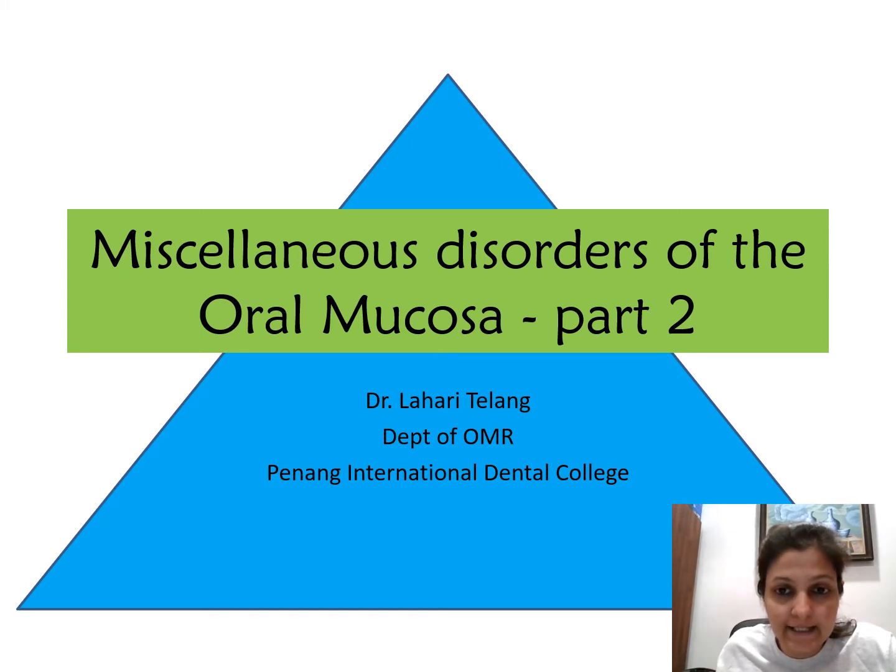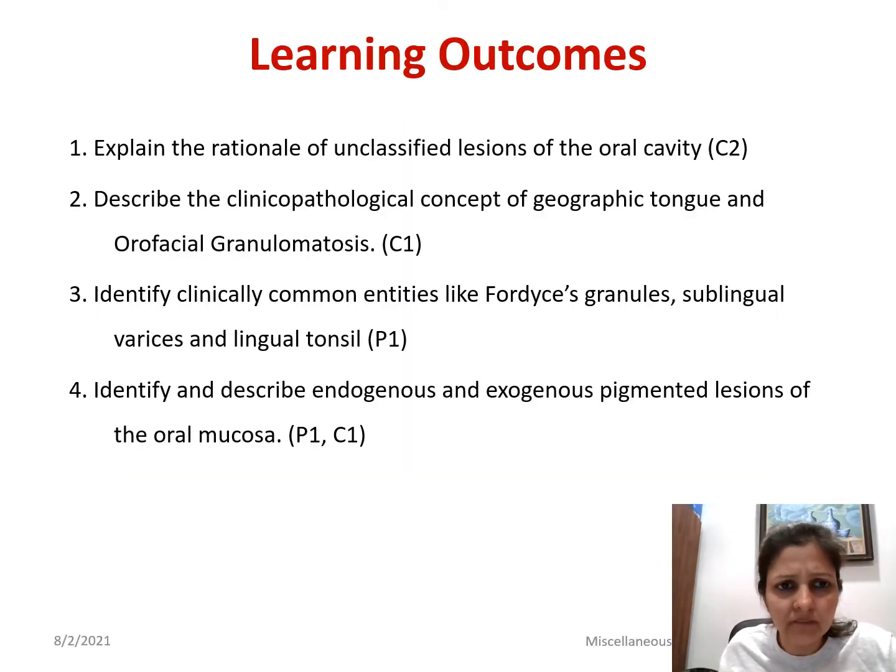The learning outcomes would be: explain the rationale of unclassified lesions of the oral cavity, describe the clinical pathological concept of geographic tongue and orofacial granulomatosis, identify clinical common entities like Fordyce's granules, sublingual varices, and lingual tonsil. Lastly, identify and describe endogenous and exogenous pigmented lesions of the oral mucosa.